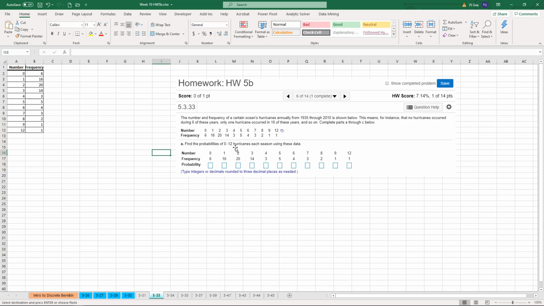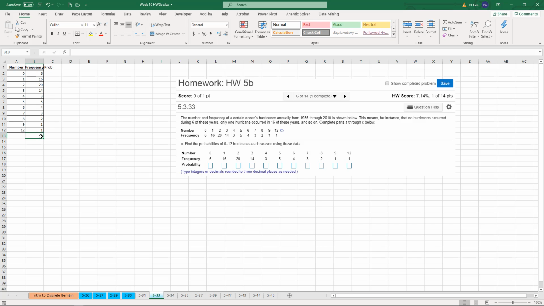So it says find the probabilities of 0 to 12 hurricanes each season using these data. Now, as I'm talking here, you can always stop, read, and then continue. So I'm just kind of reading what I need to speed this up a little bit. So what are the probabilities of 0 to 12 hurricanes? How do we do that? This is like a cross tab, if we think about it here. So we're going to figure out what the probabilities are.